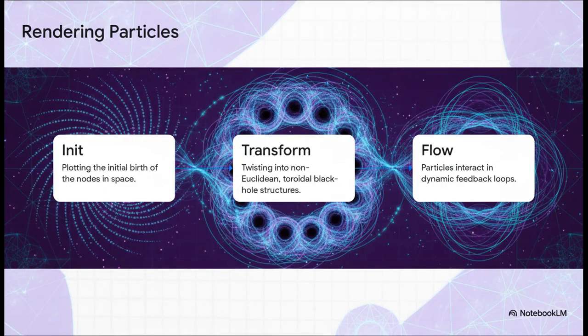So, how do they bring those 12,000 particles to life? The code utilizes a very specific three-step life cycle. Step 1 is fractal initialization, which is just plotting the initial birth of the nodes. Step 2 is the linchpin transform. Now, this one is absolutely crucial because it takes your standard particle positions and twists them into a non-Euclidean toroidal fractal space. Basically, it creates recursive donut-shaped black hole structures. And finally, step 3 is recursive flow, where the particles interact and create feedback loops as they constantly dance back and forth between chaos and order.